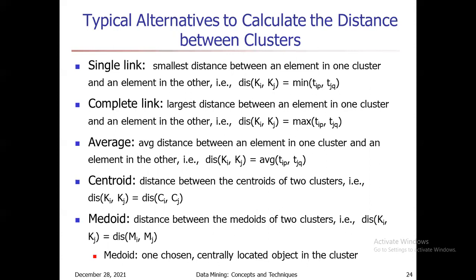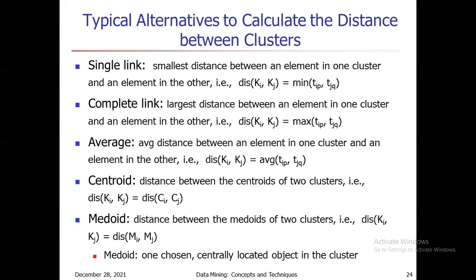So what is the single link here? The single link is the smallest distance between an element in one cluster and an element in the other. That is, distance of Ki comma Kj is equal to the minimum of Tip comma Tjq. This is called the single link.